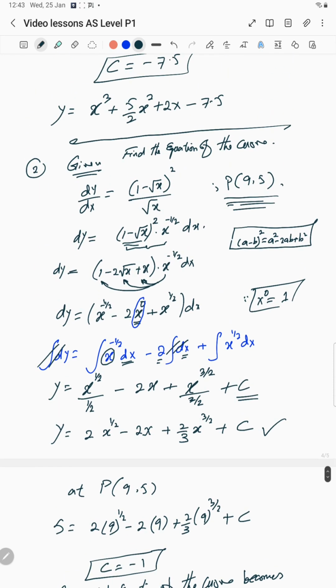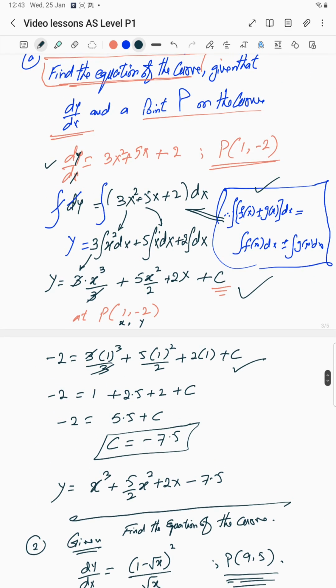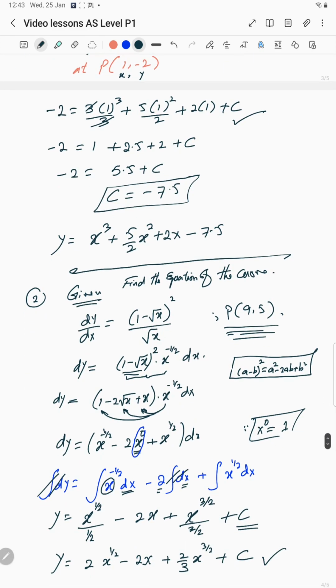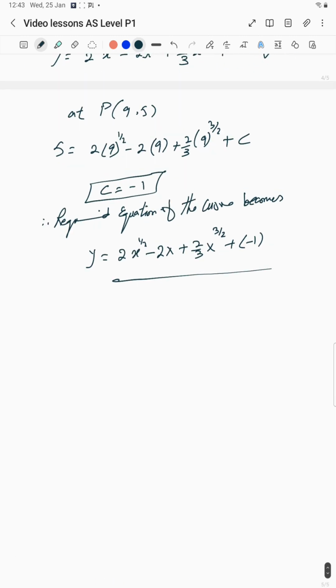So with the help of these two questions, we have understood how to find the constant of integration, that was c, by knowing the gradient dy by dx and a point on the curve. I hope this is clear. For the final touch of this concept, let's try another question.